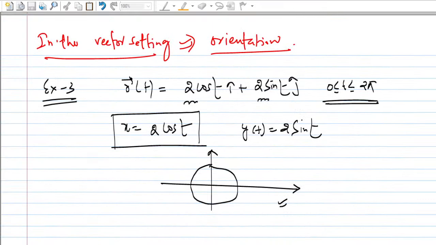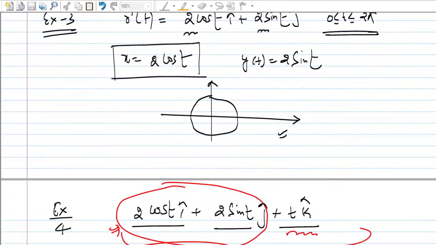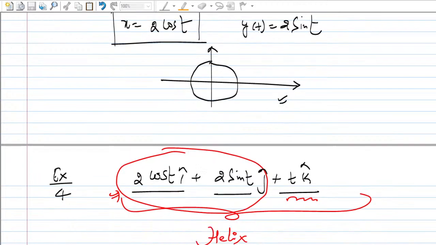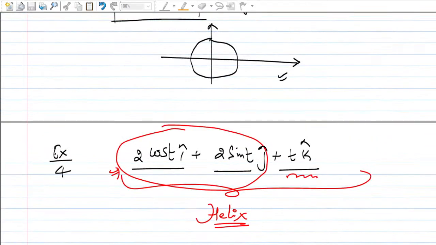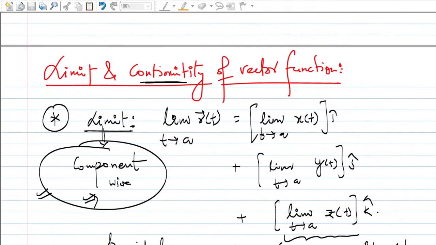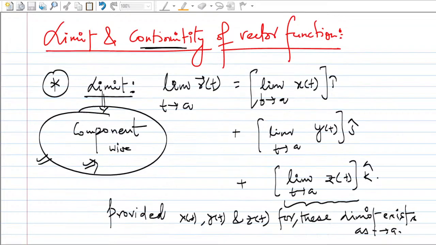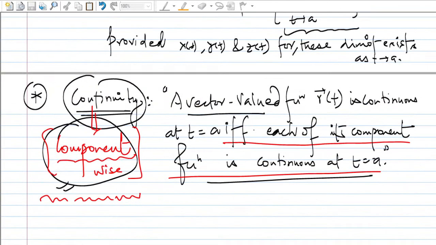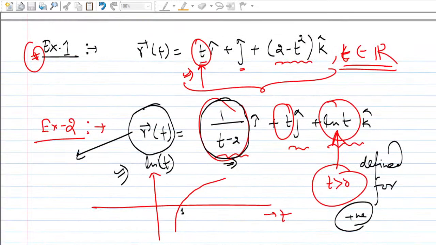We have already seen, and also claimed, that if your discussion is in the vector setting, you need to take care of not only the plot but also the orientation. As you change the time t, you have to take the orientation in the increasing direction of time t. We have seen the ellipse, circle and helix, and how we apply limit and continuity on vector functions, component wise, and we also discussed the tangent.